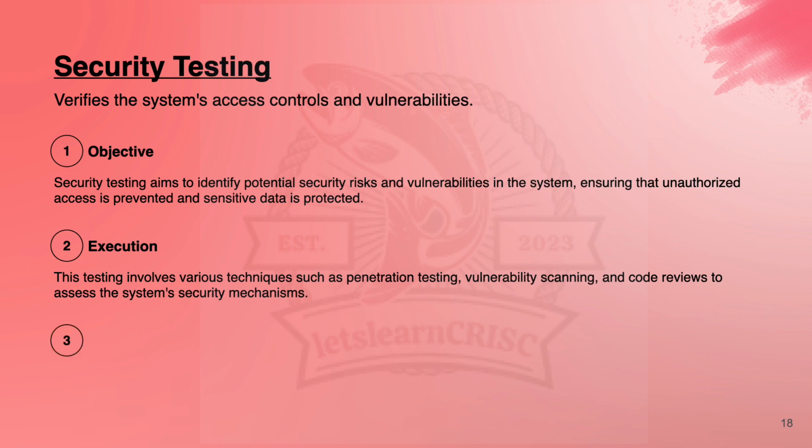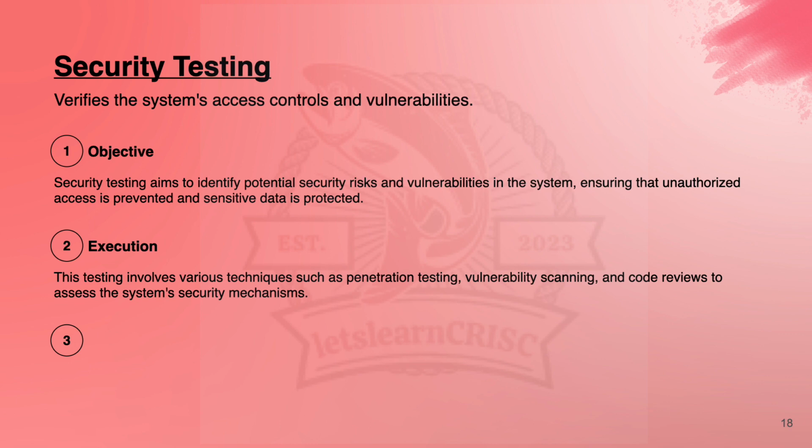Friends, the testing involves various techniques such as pen testing, vulnerability scanning, and code review to assess the system security mechanism. Friends, pen testing, also known as ethical hacking, involves simulating real-world cyber attacks to identify vulnerabilities and weaknesses in a system's security defenses. So, to assess how well the system can withstand attack and to uncover potential entry points for unauthorized access.